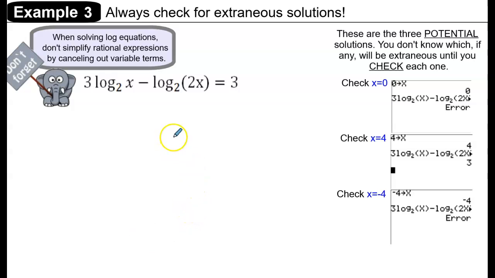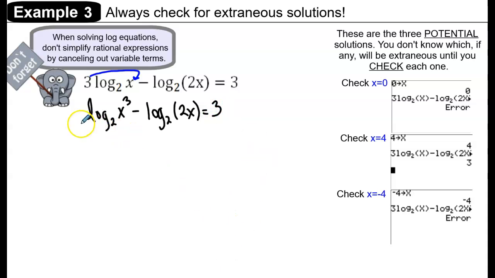Okay, in example 3, we have 3 log base 2 of x minus log base 2 of the quantity 2x equals 3. And we're going to start by using that power property to make the coefficient the exponent on the argument. So we'll have a log base 2 of x to the third power minus the log base 2 of the quantity 2x is equal to 3.